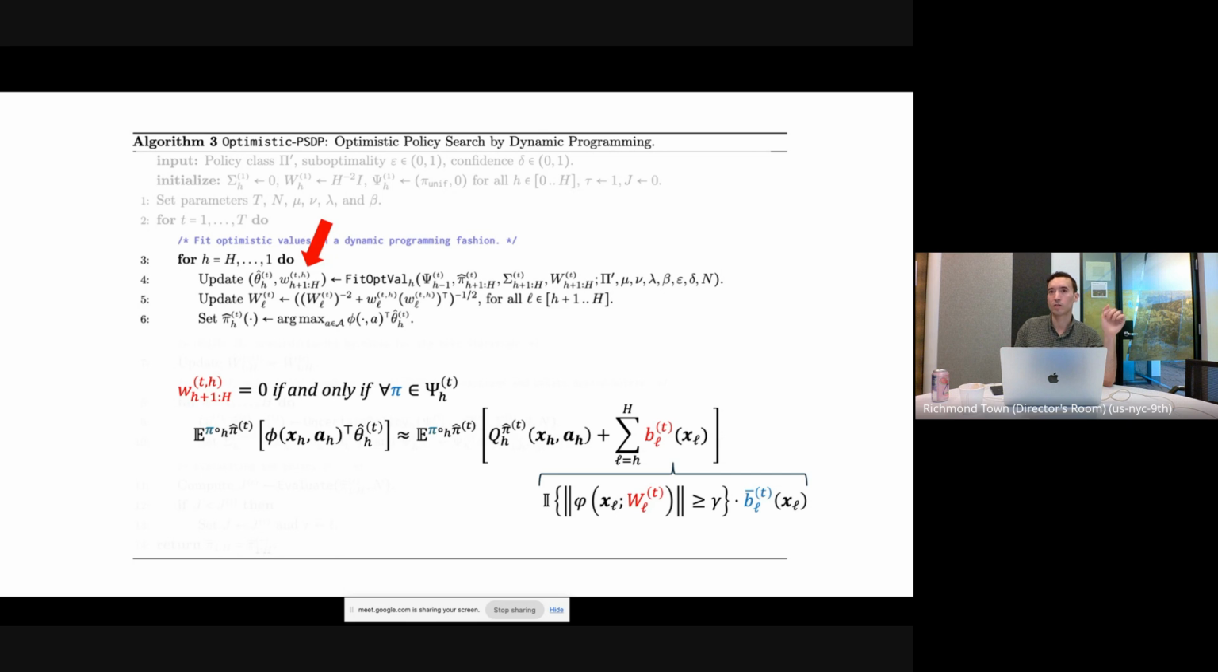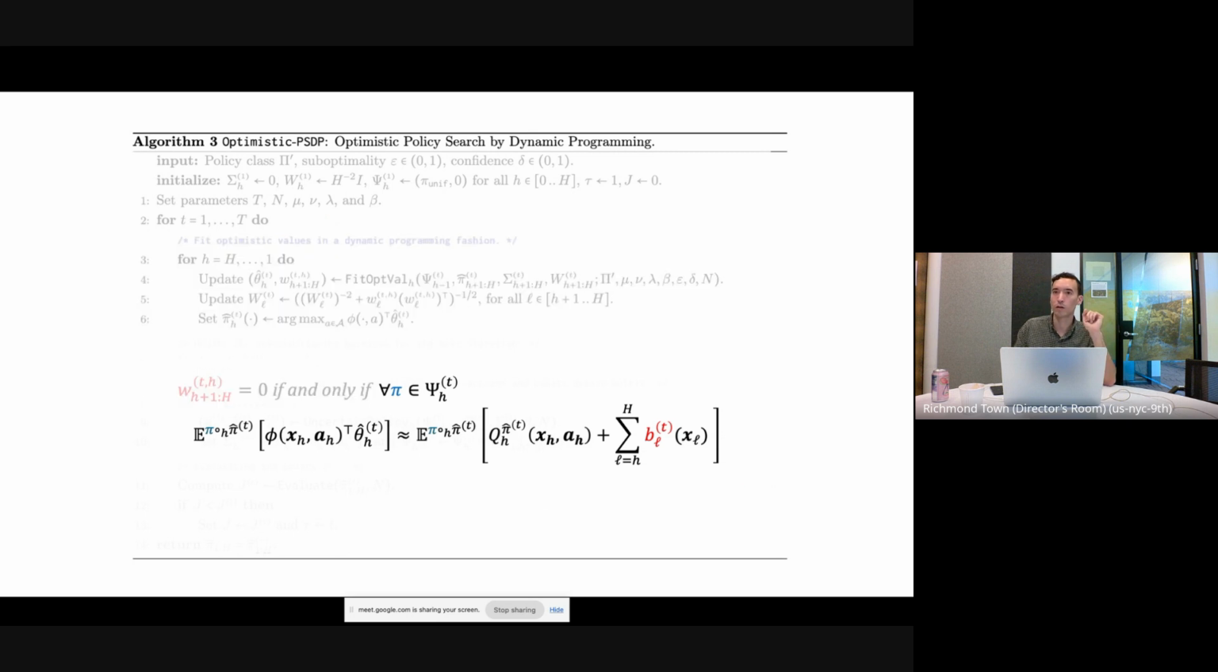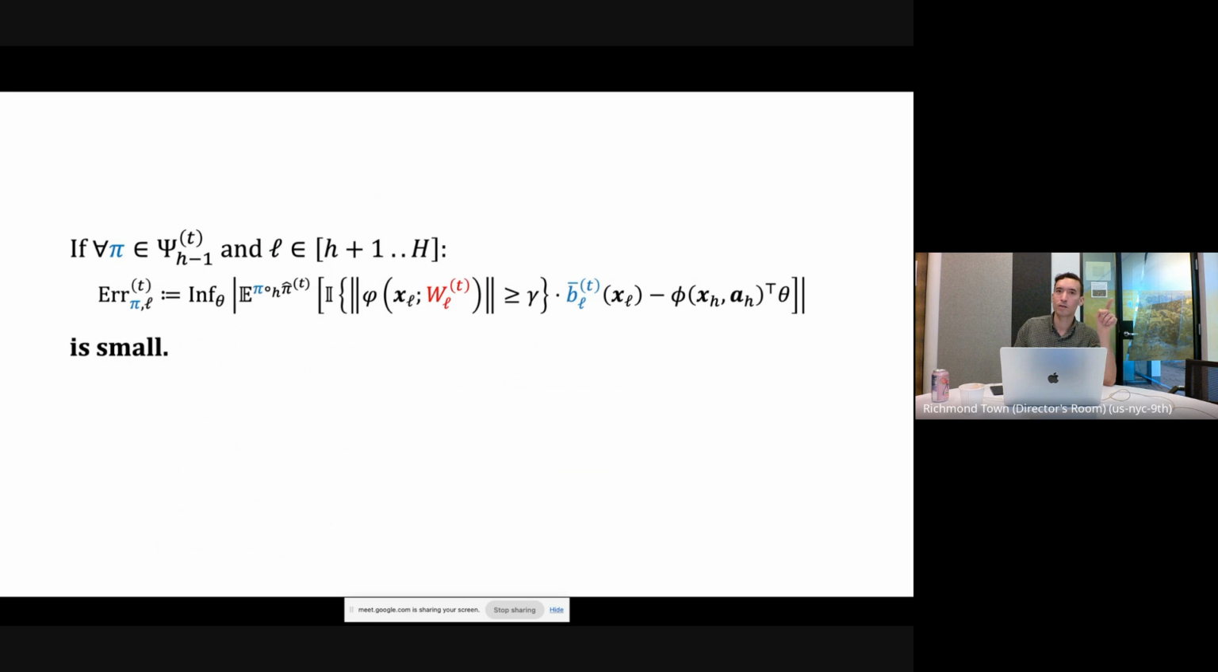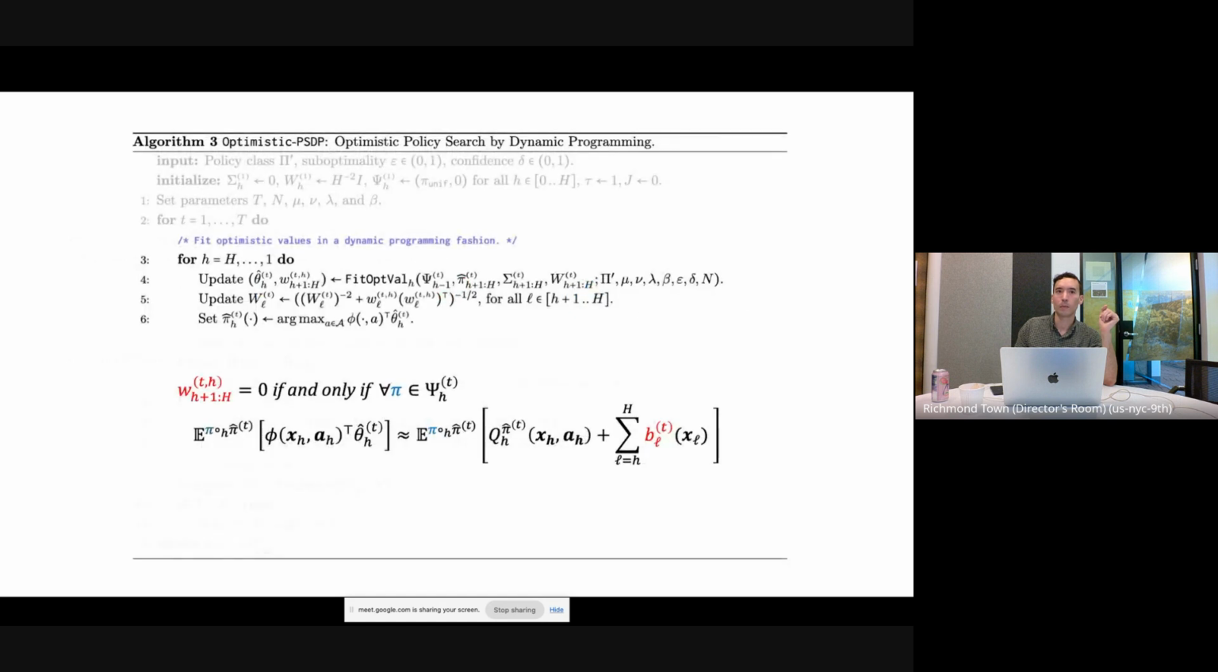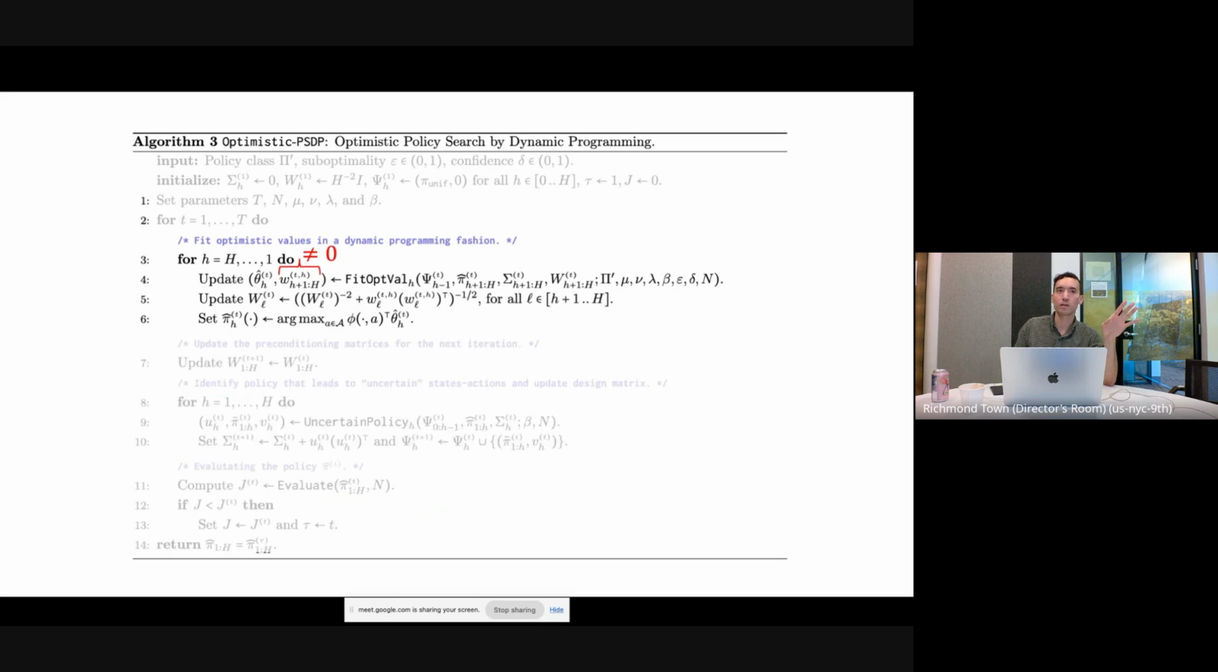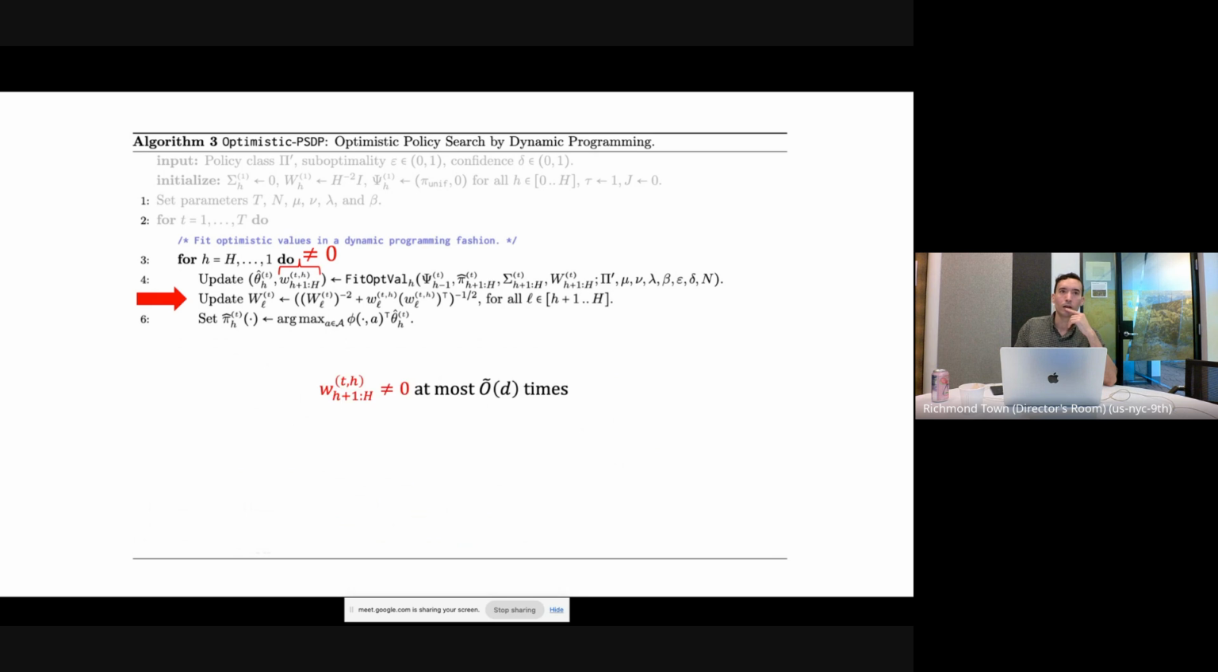So here I recall that the bonus is just the indicator times the untruncated bonus. And this will hold true if you can fit approximately linear fits to the individual bonuses. So for all layers in the future, if this is small, then everything is good. Okay. So as long as you can fit this approximately, then these W's are 0. And this is sufficient for the analysis. And as long as they're not 0, then we can update our valid preconditioning and have a better approximation of the theta h space. So these are non-zero at most order d times.